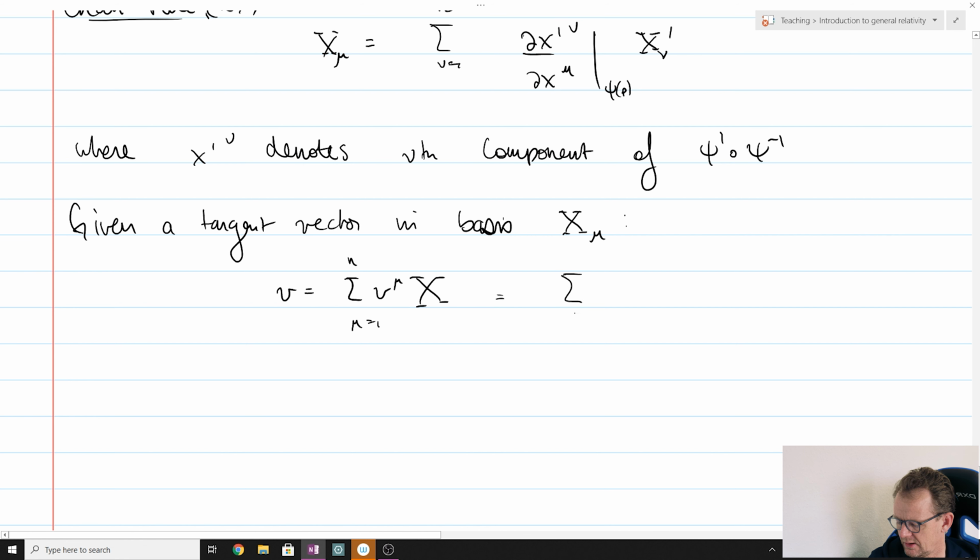And if you had chosen to use a different coordinate chart, or you're forced by circumstance to express your results in terms of another coordinate chart, then you can express your tangent vectors in the new basis using this transformation rule that I wrote before.